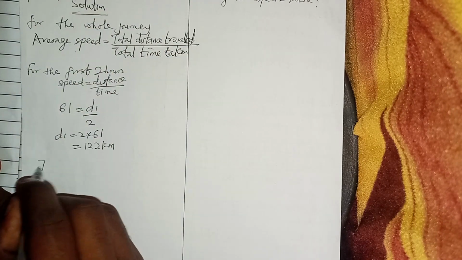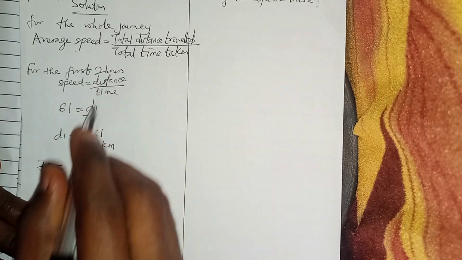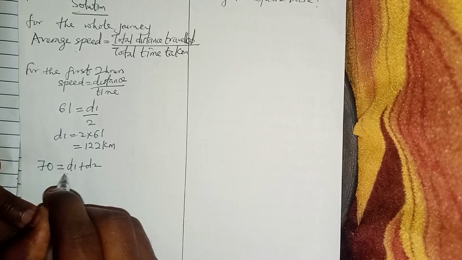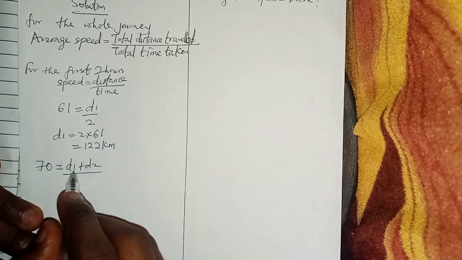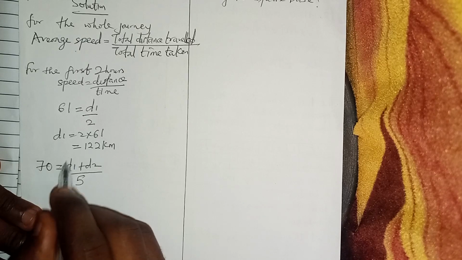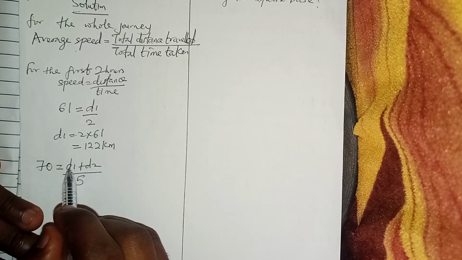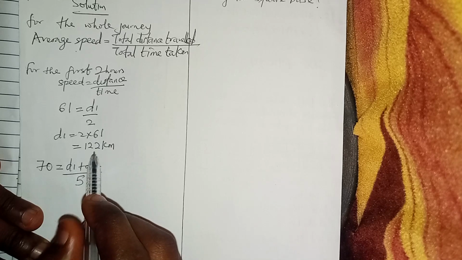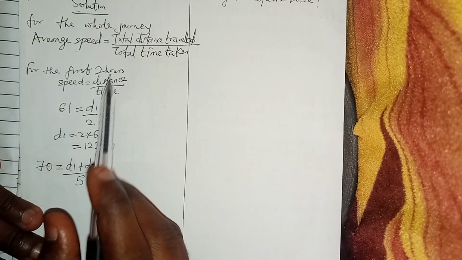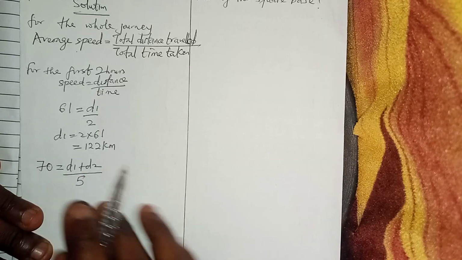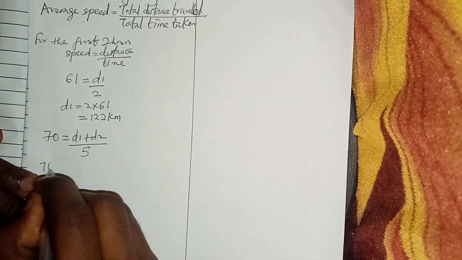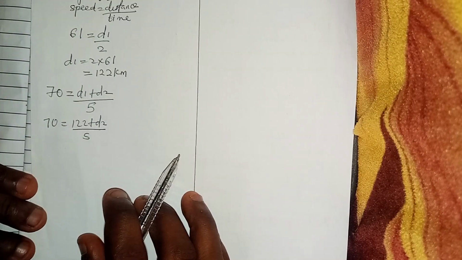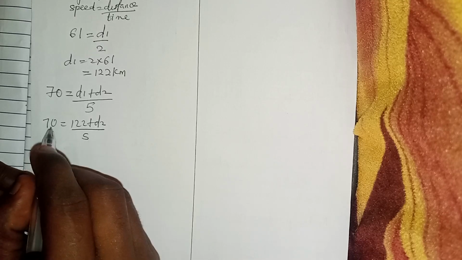So I'm going to start by saying 70 equals D1 plus D2 over total time taken. The total time taken is 5 hours. Don't forget that D1 is the distance covered for the first 2 hours, then D2 is the distance covered for the last 3 hours. So with this, I can substitute my D1 to be 122. So I have 70 equals 122 plus D2 over 5. With this equation, I can get my D2 by cross multiplying.